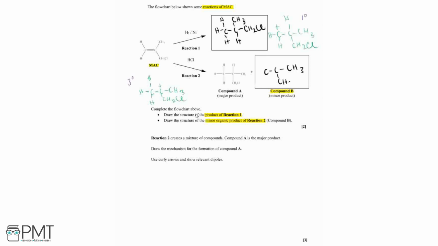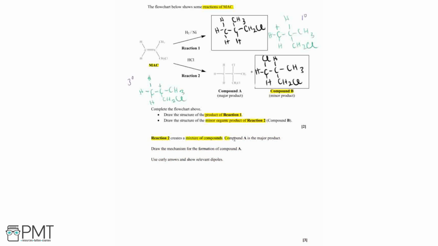So it's where we've got the Cl bonded where that charge was, like so. And there is 1 mark for each of the compounds overall, giving us 2 marks for this part of the question. Now, as we've identified, our reaction 2 gives us a mixture of the compounds.